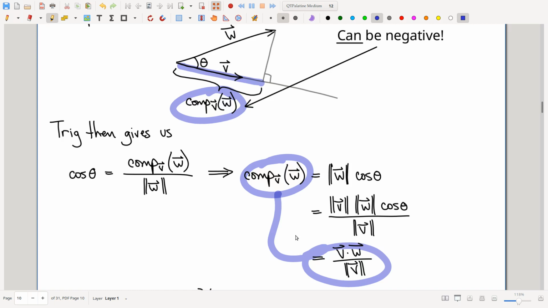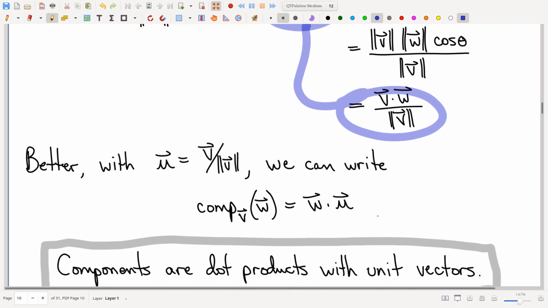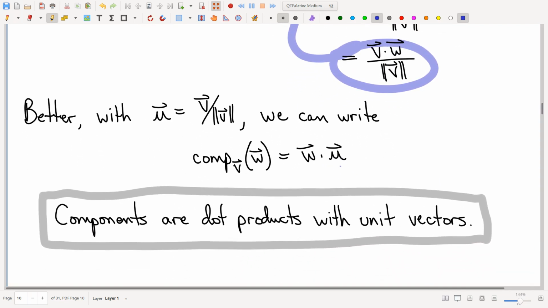Now here's an alternative formula, if you like, which I do. We look at this formula that we just derived, and look at this right here. I have V divided by the magnitude of V. It just showed up inadvertently in the calculation. V over the magnitude of V, which of course we recognize. That is the unit vector. Yeah, I heard somebody say it.